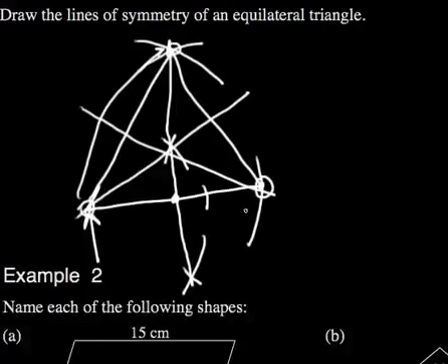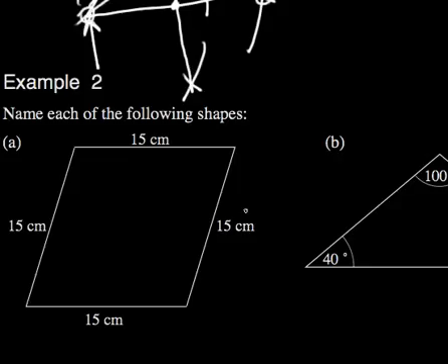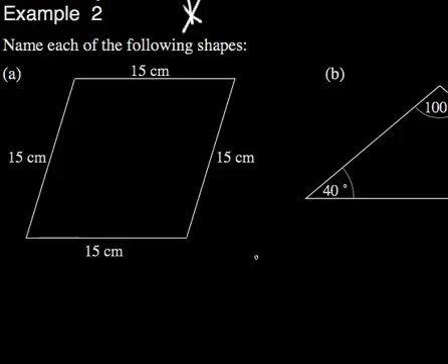The next example, again, there's a small thing to think about here in this question. It says name each of the following shapes. Now, this may look like a parallelogram or even a rhombus, because it looks as though these lines here are parallel and these lines are parallel as well. But it doesn't actually say on the diagram that they are parallel. So the only thing you can really say is that this is just merely a quadrilateral.